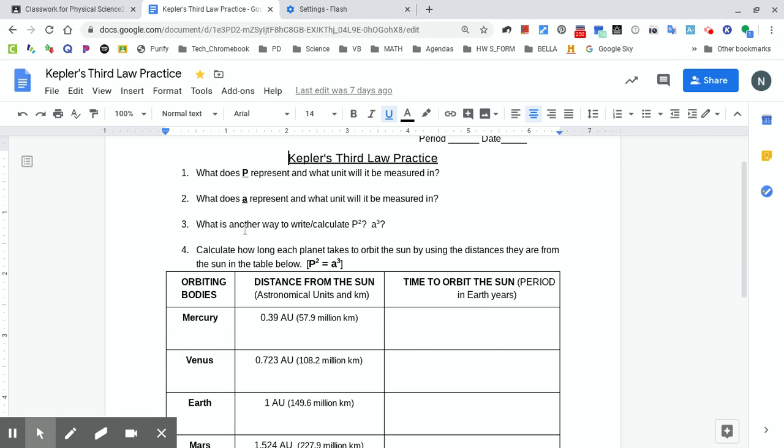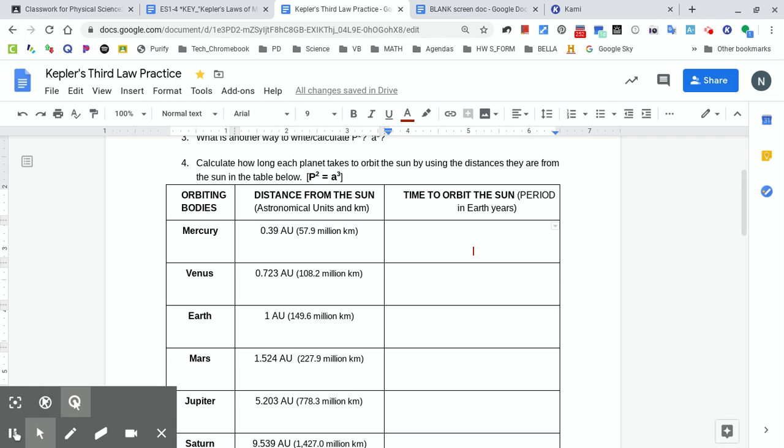We already talked a little bit about another way to calculate or write P squared and A cubed. P squared is like P times P, or a number times itself. A cubed would be like A times A times A. So that's all that's saying there. So you can fill those in pretty easily, hopefully. I will probably pause and open up my blank document to show work on. So let me put pause here real quick.